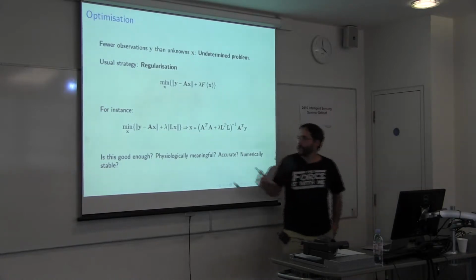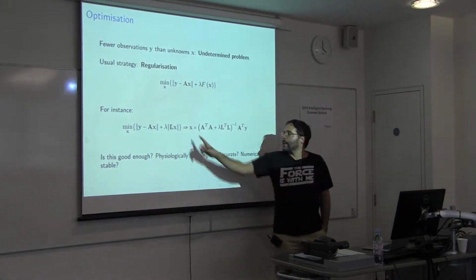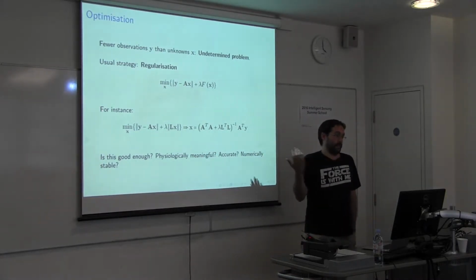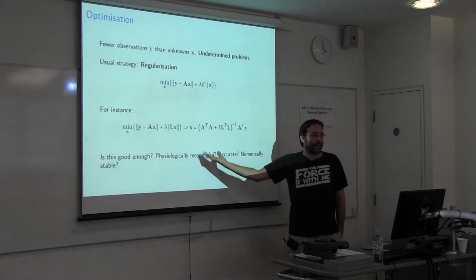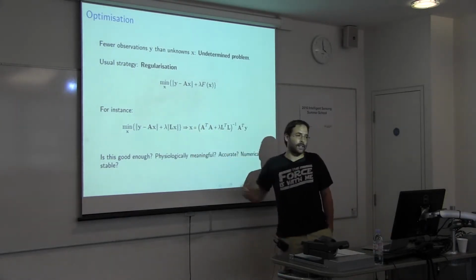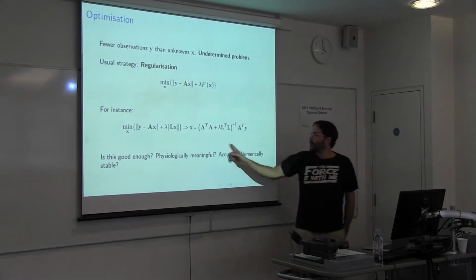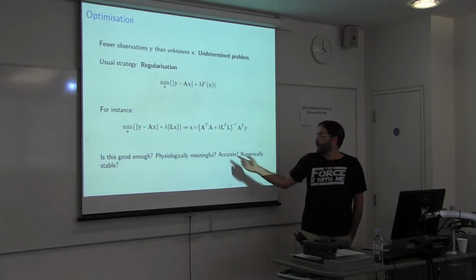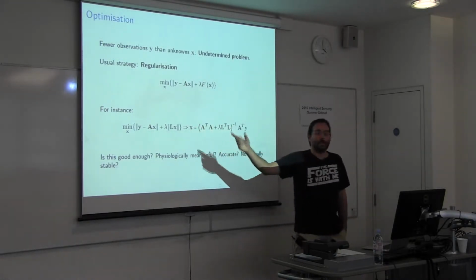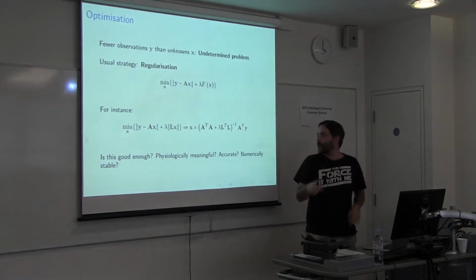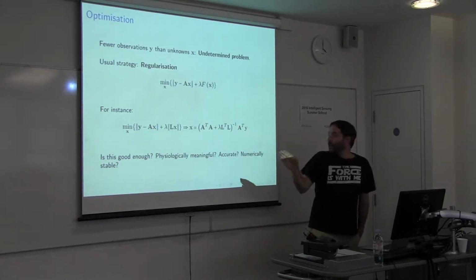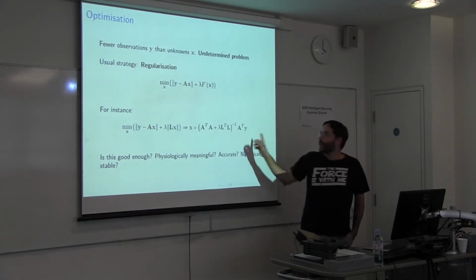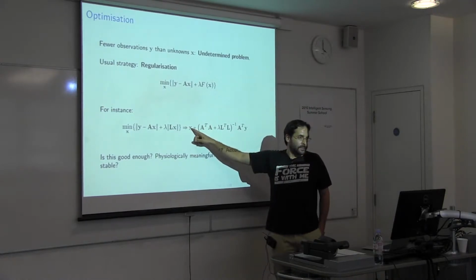Now, what happens here? We need to ask ourselves whether the solution that we obtain like this is physiologically meaningful, right? We need to ask ourselves whether the heart can have a distribution of potentials X like the one that we're proposing. We also need to think whether this is accurate or not, right? Whether there's a margin of error that makes the solution actually useless because it won't be able to distinguish two different rhythms. We need to ask ourselves if it's numerically stable. So if I move a little bit these measurements, am I going to get a completely different solution here?